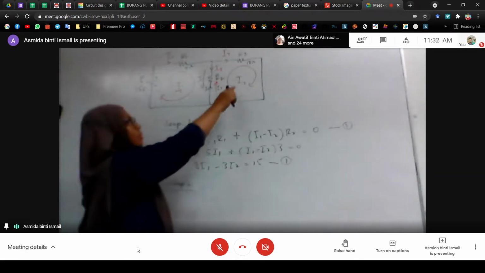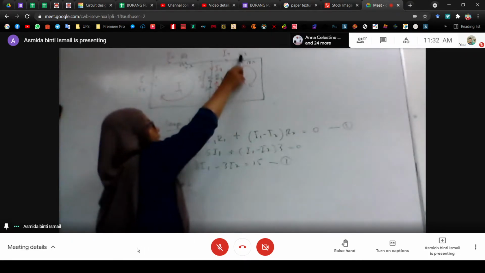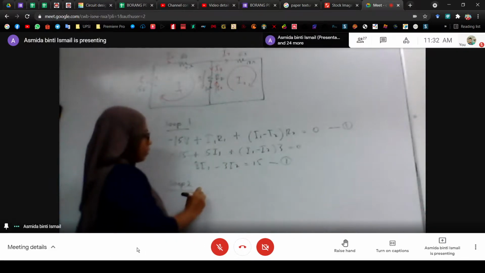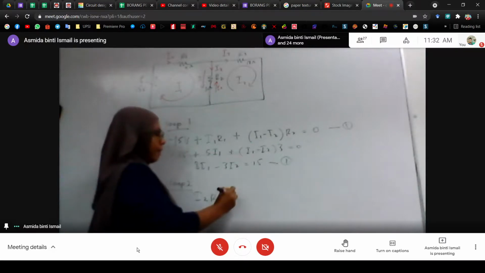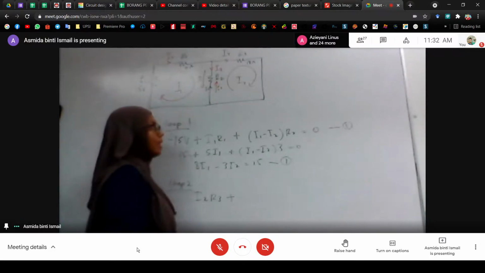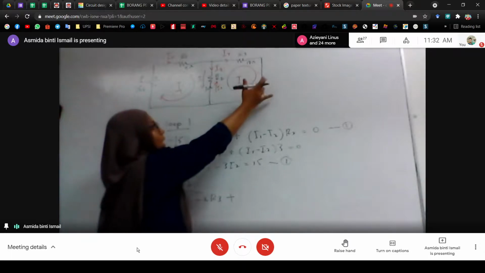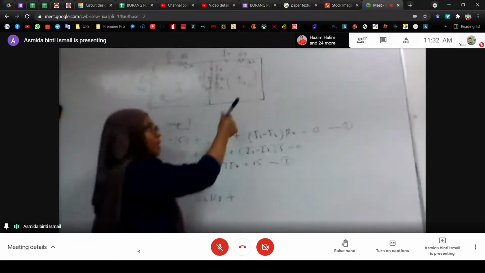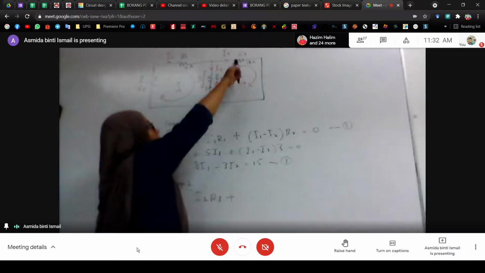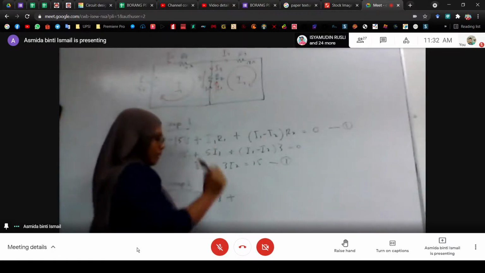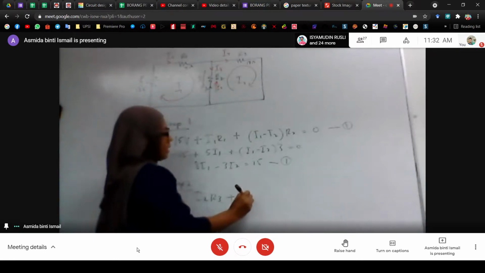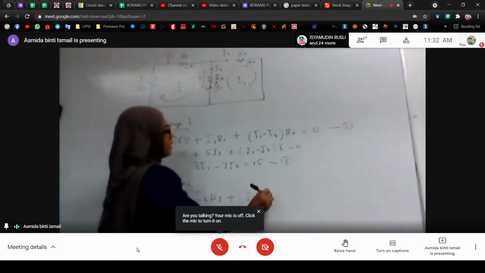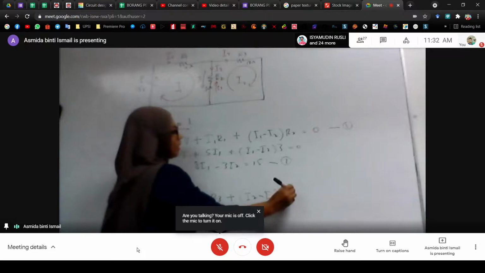Okay, for loop 2, this loop. The voltage here is I2 times R3, plus, there is no voltage source here, so you just add this voltage and this voltage. So plus here is I2 minus I1 times R2.